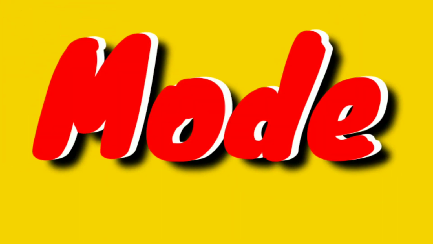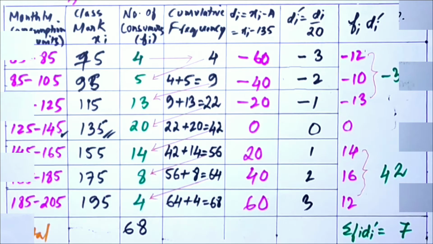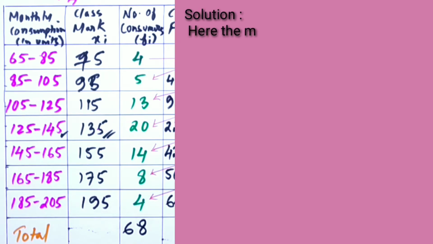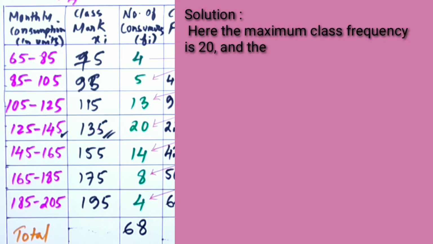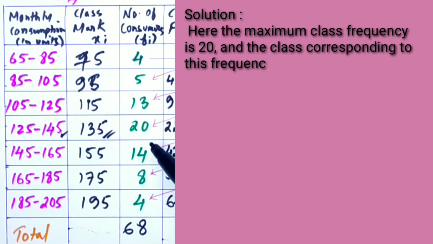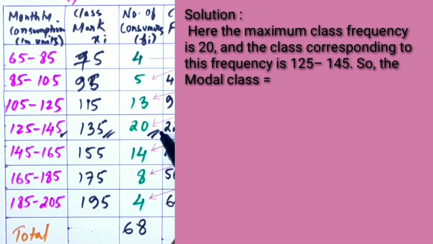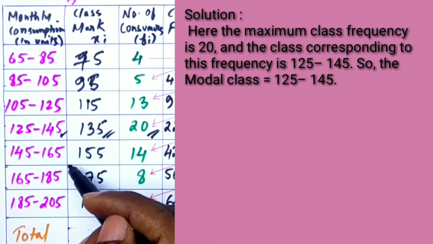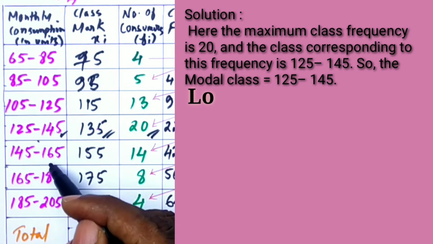This is our answer. Now let us calculate the mode. From this table it can be observed that the maximum class frequency is 20. So belonging to the 125 to 145 class interval, this will be our modal class.